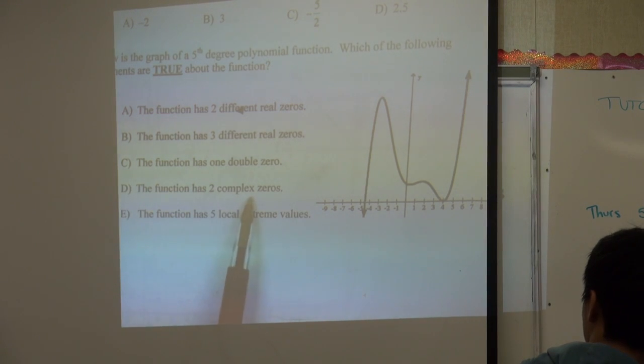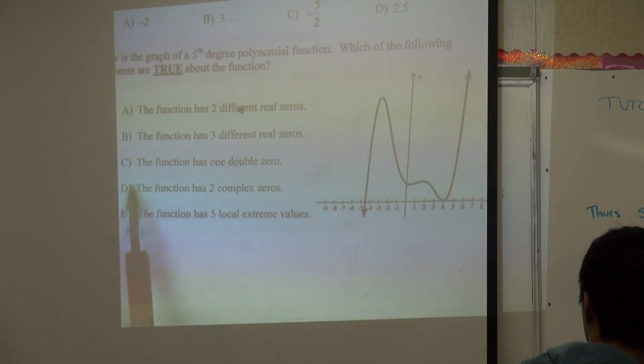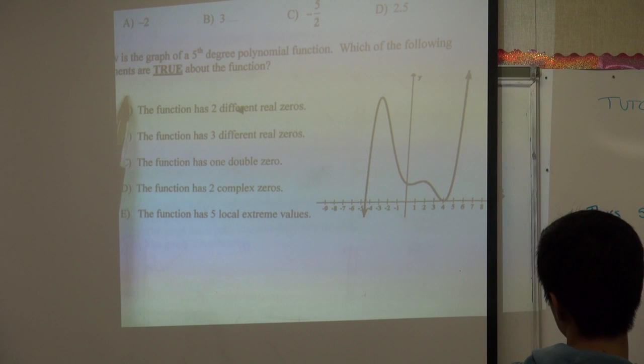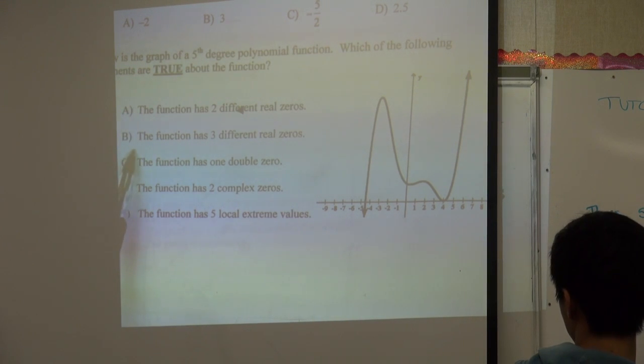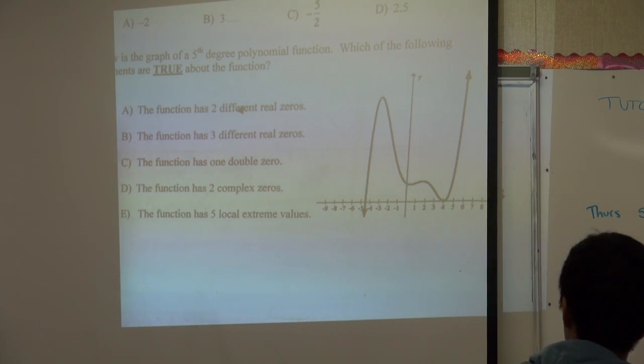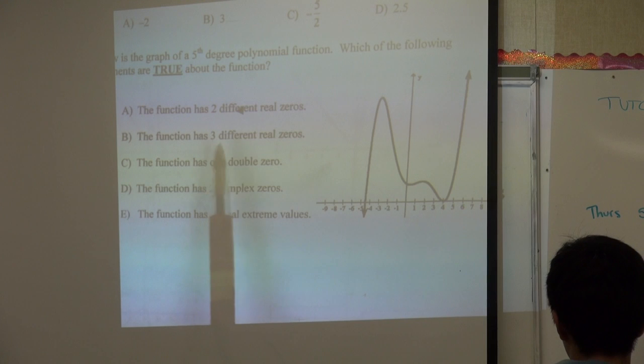Does it have 2 complex zeros? Yes. Anytime the graph turns in the air, it has complex solutions. Does it have 1 double zero? It sure does, right there. So we know the answer is C and D. And now it came down to what's right, A or B. And what is right? A. It has 2 different real zeros, not 3 different.